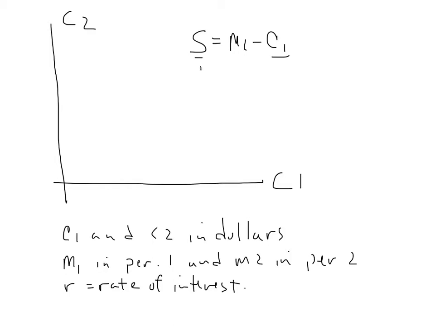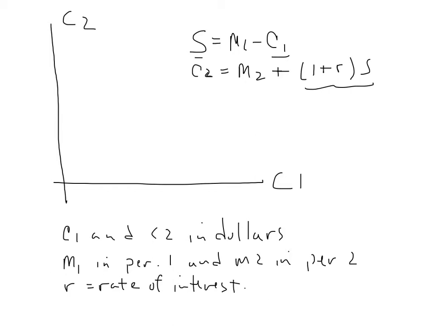Now let's think about what your consumption in period 2 is. Your consumption in period 2 can be your income in period 2 plus what you saved and the interest on the savings. And we can represent that conveniently as 1 plus R times S. So note that this is just S plus R times S. That is, it's what you saved plus the interest on your savings.